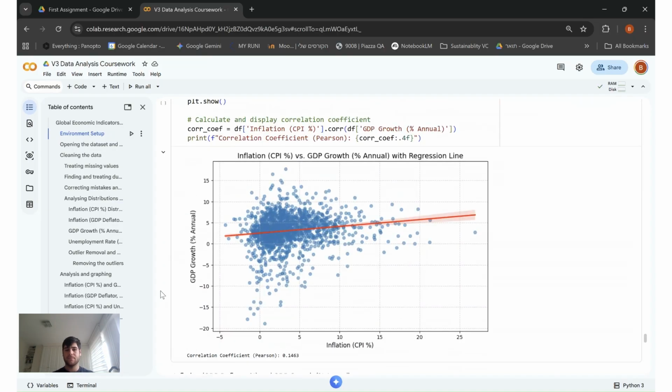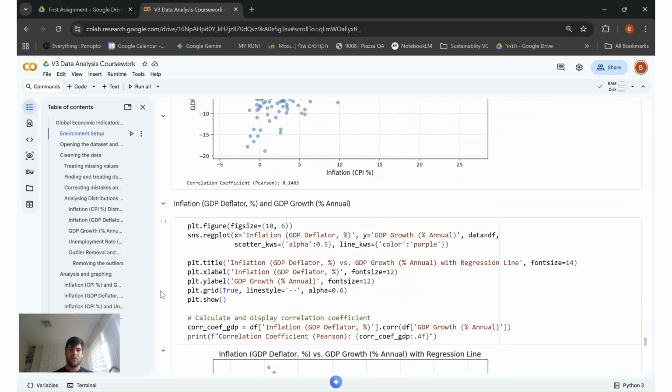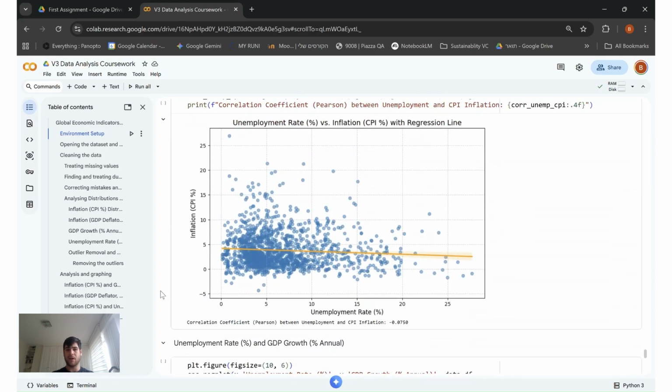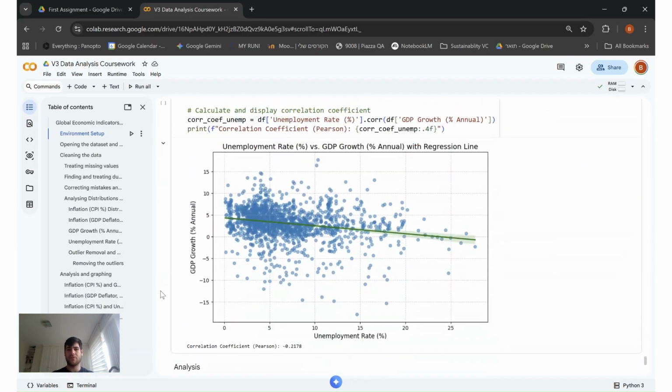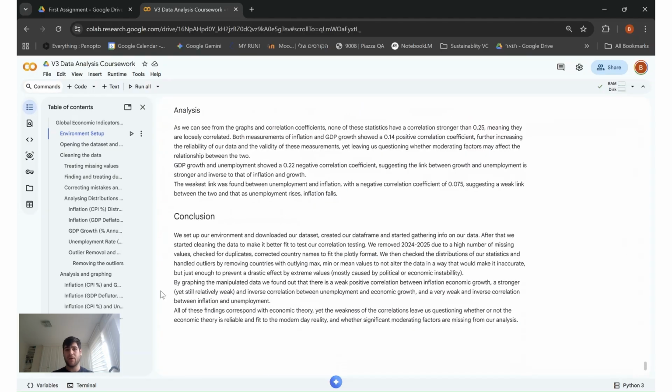I then plotted 4 scatter graphs, 2 that are inflation against GDP growth, 1 for each type of inflation, 1 graph for unemployment against inflation, and another graph for unemployment against growth. For every graph, I also got a correlation coefficient. Using these graphs, you can see that the data shows a very low correlation, all of them under 0.25, that do line up with the economic theory, but the low correlation suggests that there might be moderating factors affecting it.